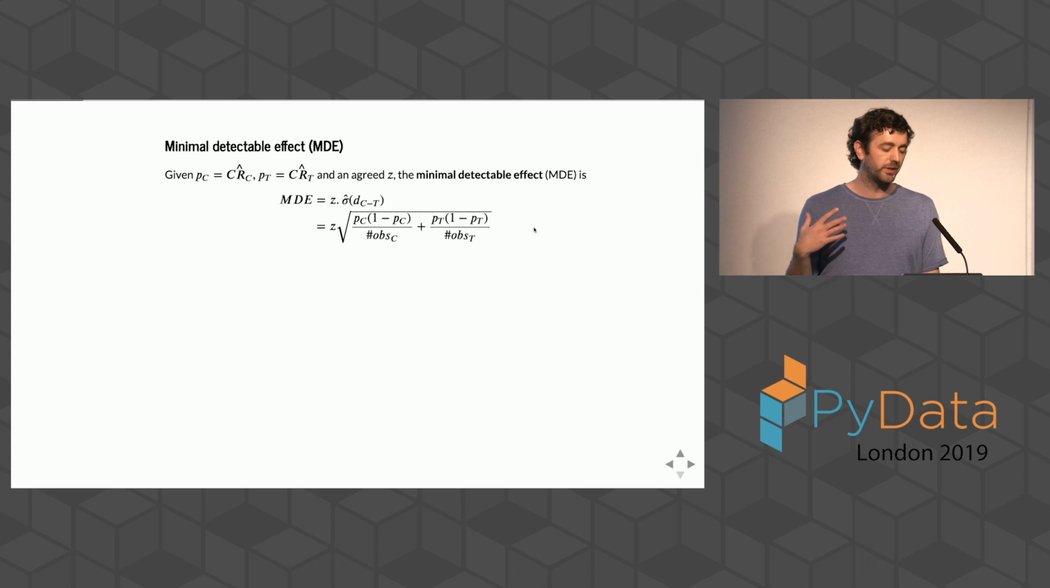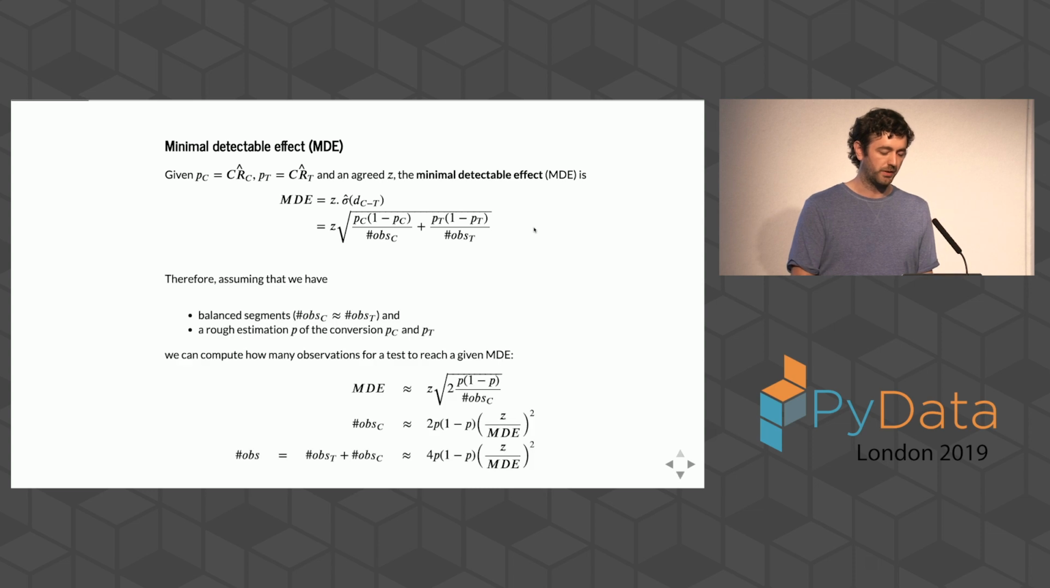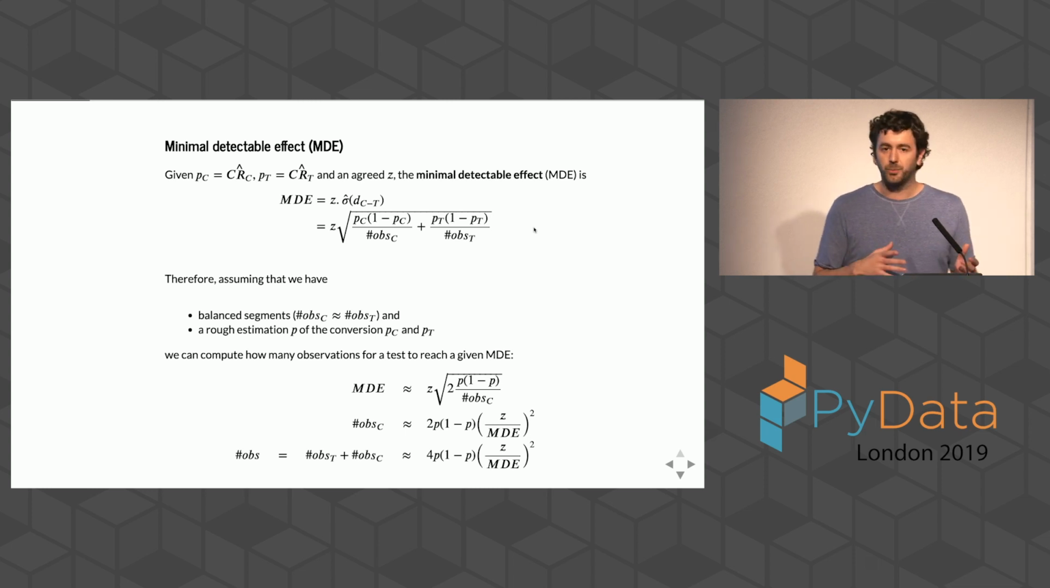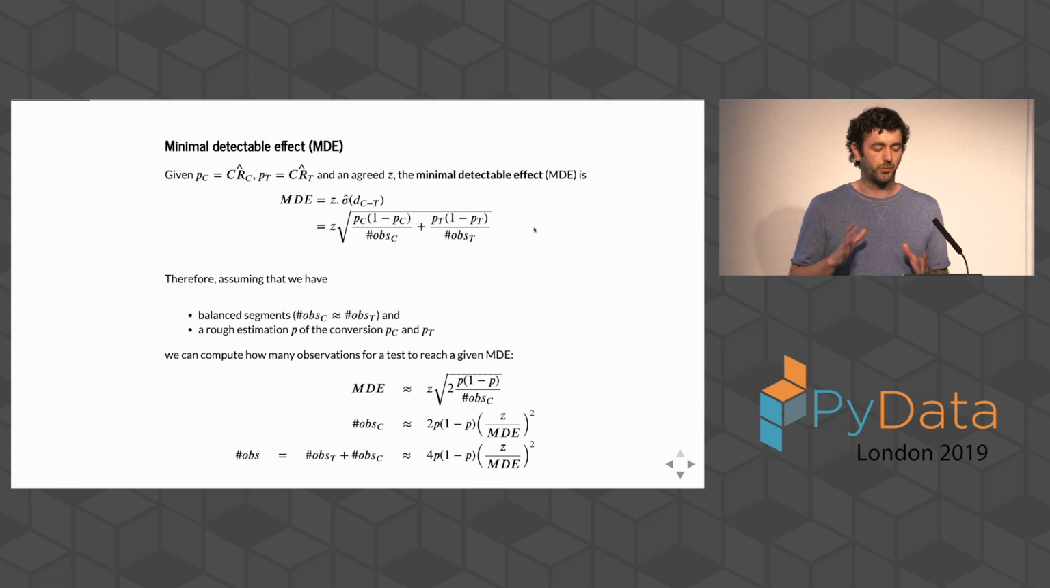Okay, so coming back to the minimum detectable effect. This is the effect that you can measure, okay? For this calculation, you just have to assume that the observations on control and treatment are roughly the same. And you compute a conversion rate based on the conversion rates of your control and treatment. And from here, you get the minimum detectable effect.